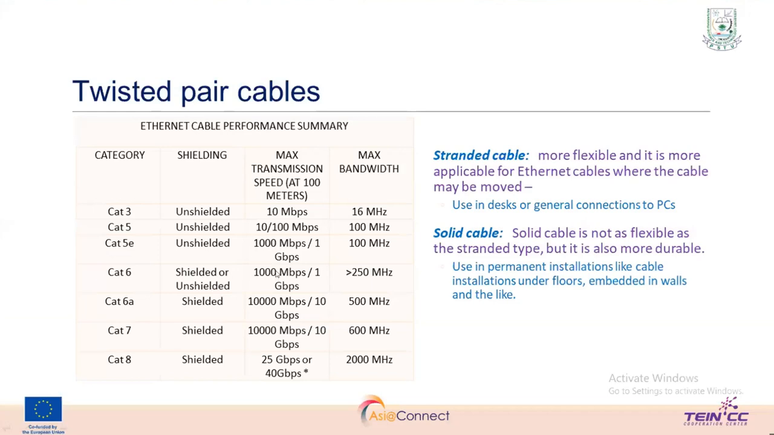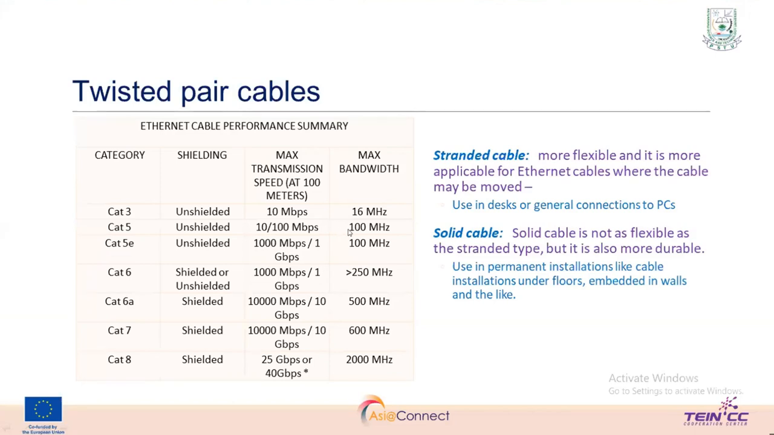Cat6, shielded or unshielded, 1 Gbps, greater than 250 MHz. Cat6A, shielded, 10 Gbps, 500 MHz. Cat7, shielded, 10 Gbps, 600 MHz. Cat8, shielded, 25 Gbps or 40 Gbps for some special cables, with a maximum bandwidth of 2000 megahertz. These are the different types of cables, mostly for general purpose connections.